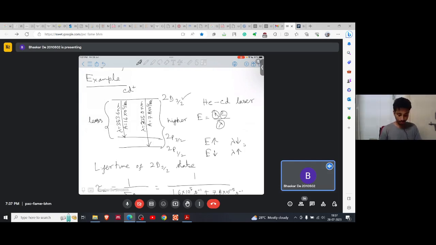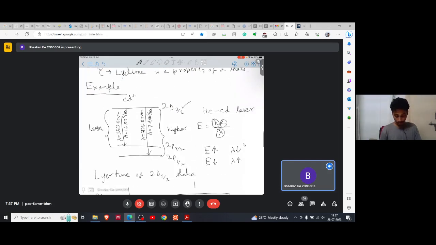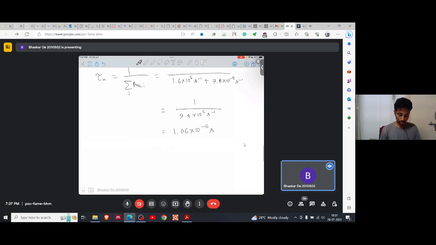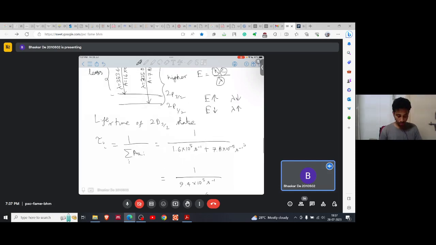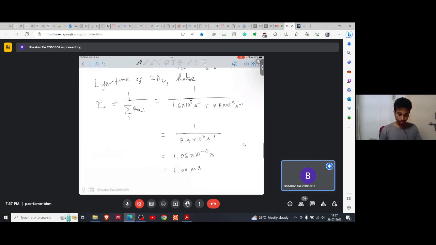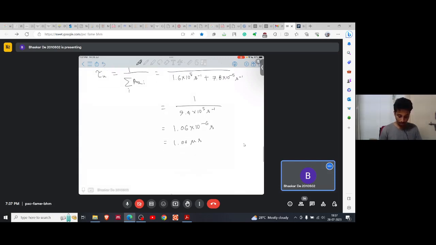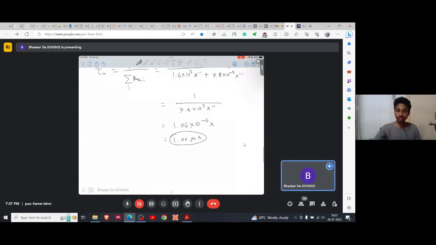So for the cadmium ion, the decay time is exactly 1.06 microsecond. After 1.06 microsecond, the population will be 1 by e times. That is the definition of tau. So after this time, the population will be 1 by e times.